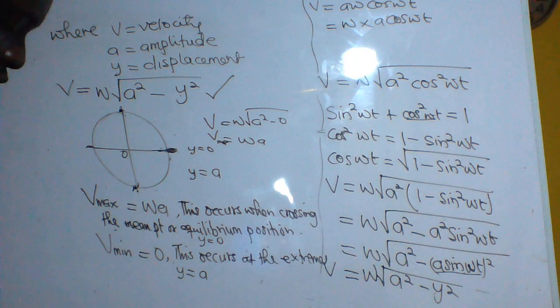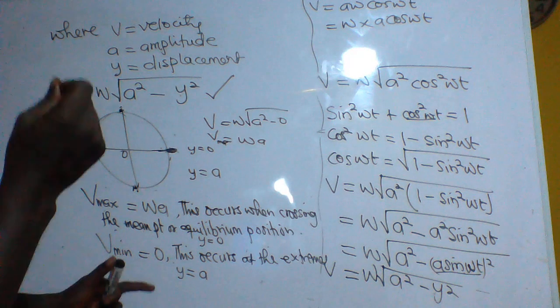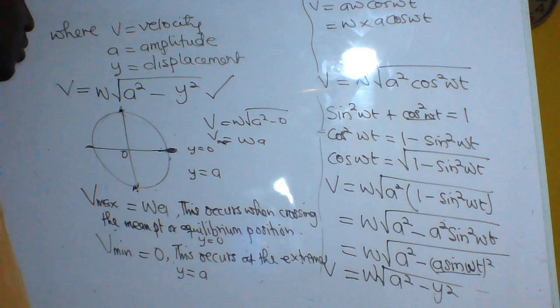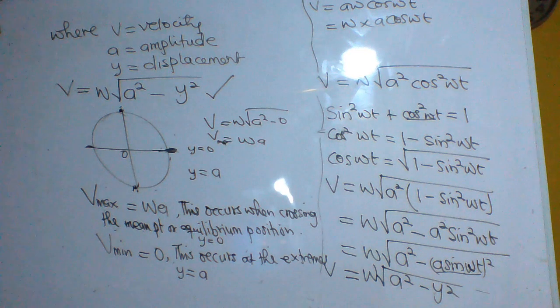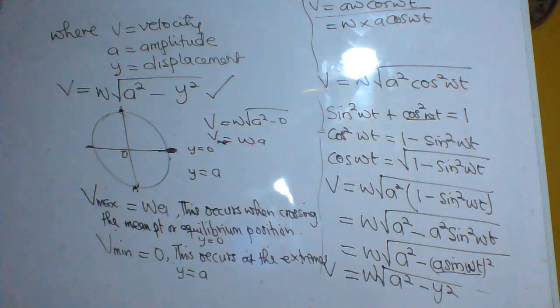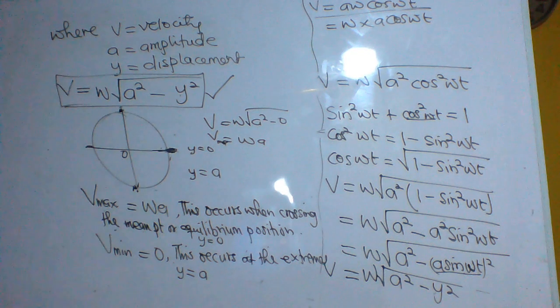The minimum velocity of a body in simple harmonic motion can be equal to 0. So that's why we realize that when the particle is at the extremes, we have the minimum velocity. So these are the key concepts to be using: the velocity of the oscillating body in terms of the time, and then the velocity of the oscillating body in terms of its displacement. Okay, and that's it.